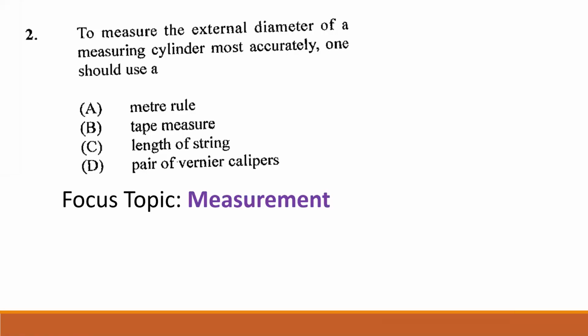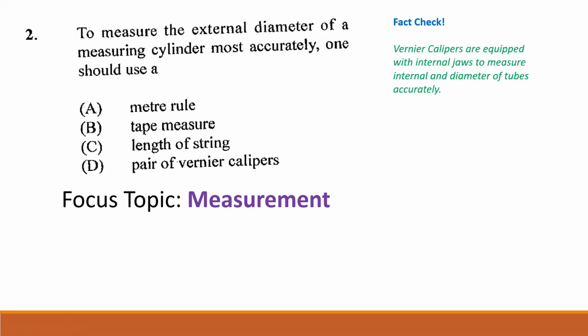Number 2, to measure the external diameter of a measuring cylinder most accurately, one should use a. Now the most appropriate instrument there would be the vernier caliper, because it is equipped with internal jaws so that it can measure inside diameters. The answer should be B.